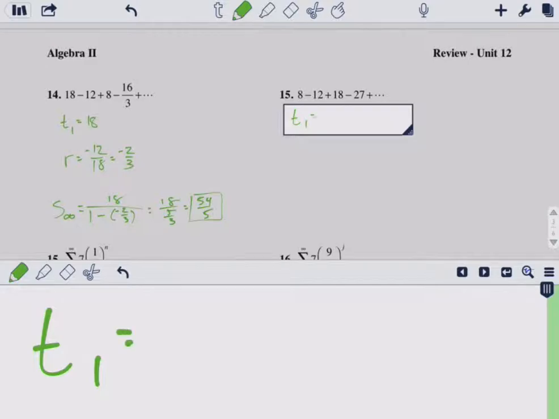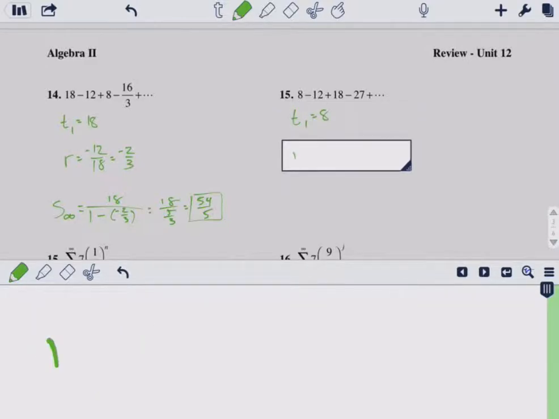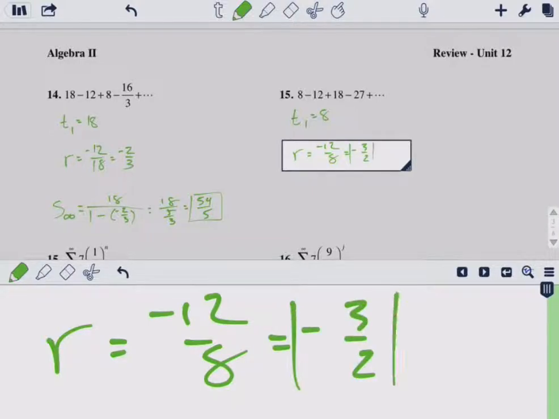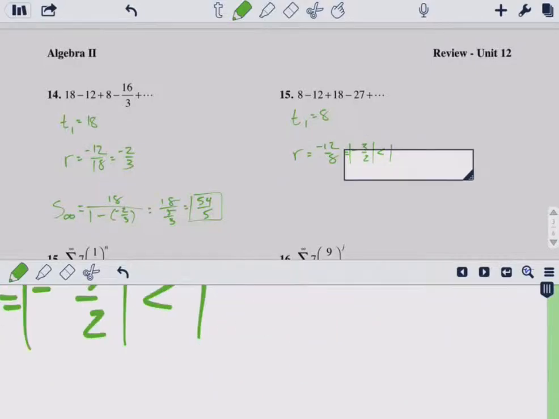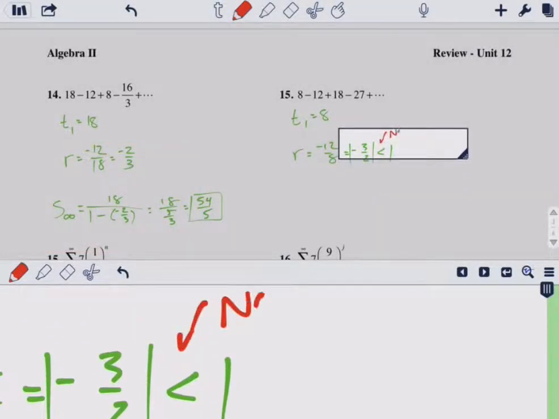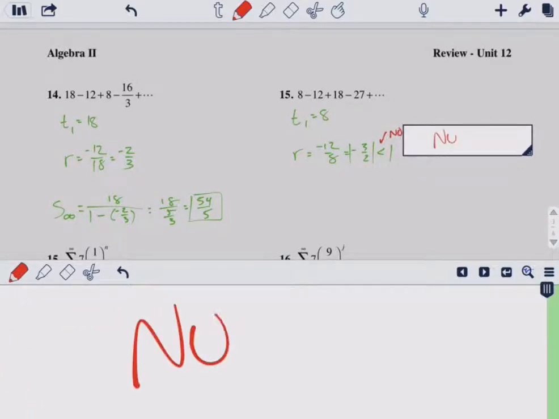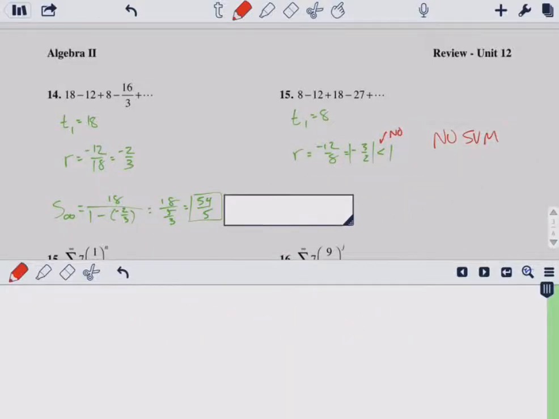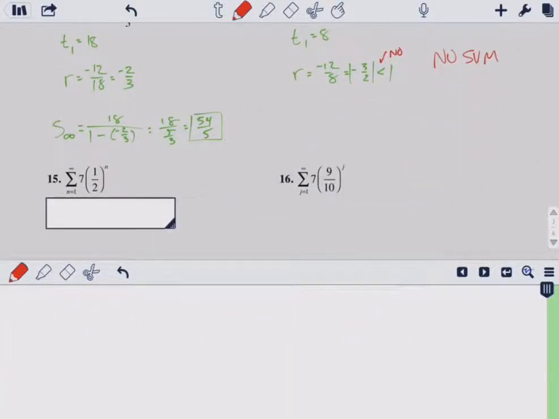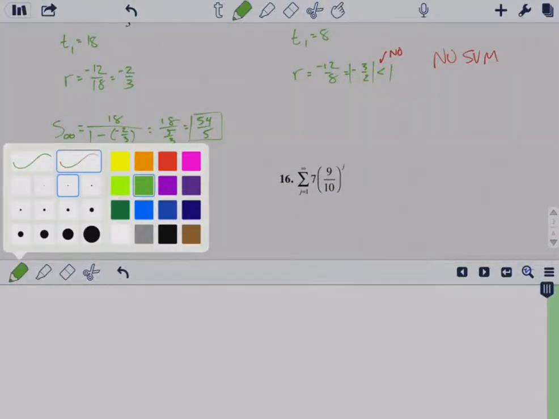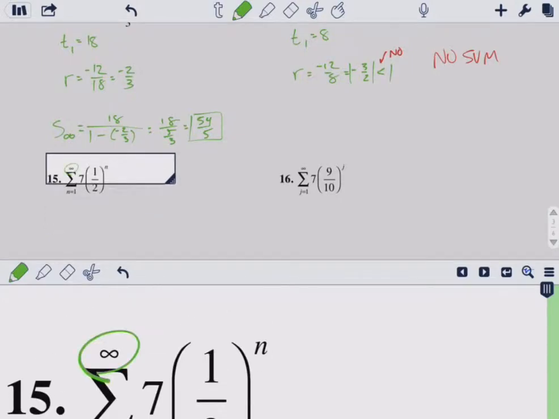Okay, t sub 1 is equal to 8. R is equal to negative 12 over 8, which is equal to negative 3/2. The absolute value is not less than 1, so we have no sum. Same thing here, where we got this infinity.